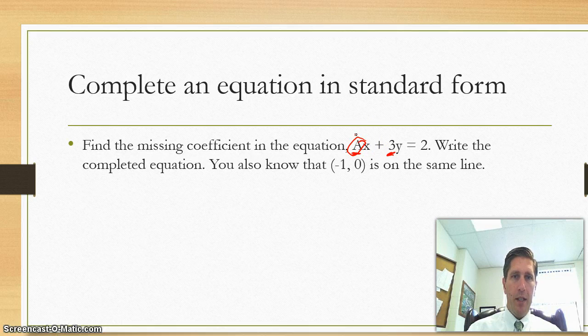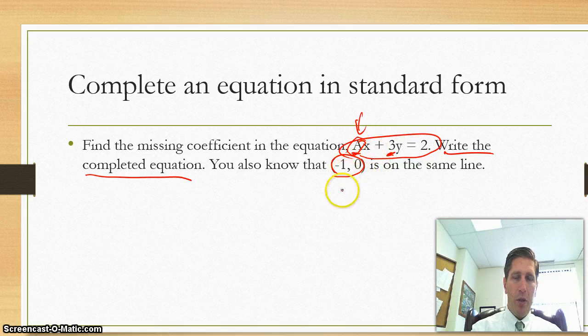So write the completed equation. This is the last part: we have to rewrite it in standard form, just like it is right here, but we need to plug in an a when we find it. You also know that negative 1, 0 is on the same line. So we know this line goes through that point, and we can use this point to our advantage.